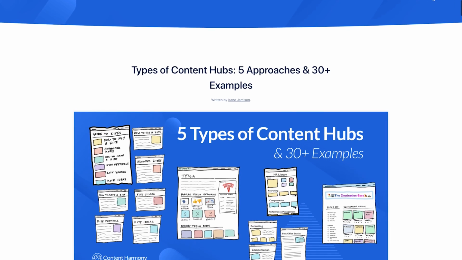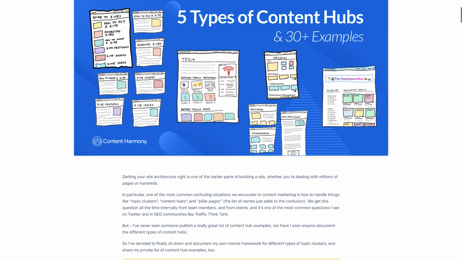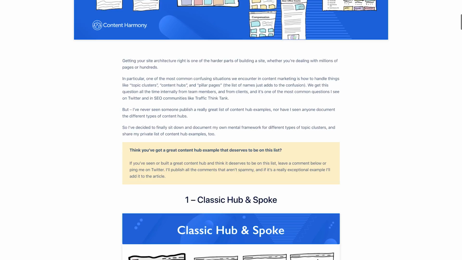Now, should everyone be using content hubs? The answer is no. Sometimes you won't have enough topics that fit into a broader topic. This is especially true for micro-niche sites like one about chicken coops. But for a site about farming, you could probably create multiple content hubs. With that said, content hubs come in all shapes and forms, and Kane Jameson from Content Harmony put together a great post on this, so I'll link that up in the description. So for this tutorial, I'll be focusing on using a big guide as your hub rather than resource or category pages.